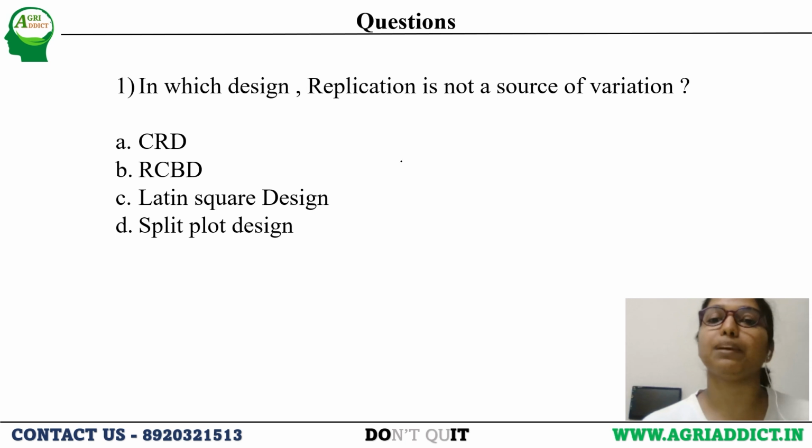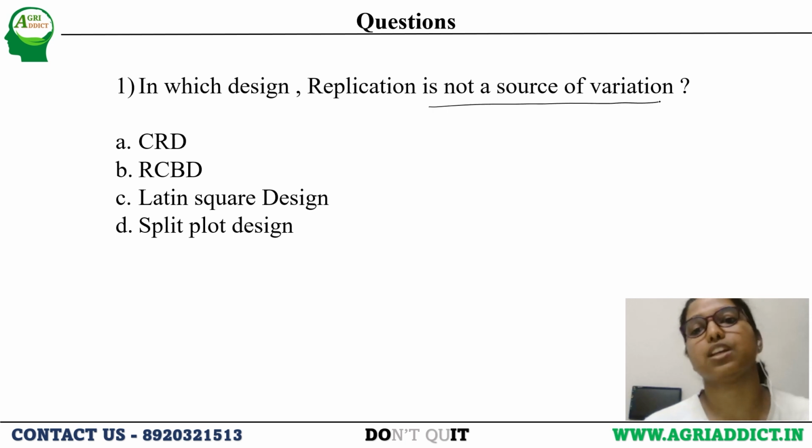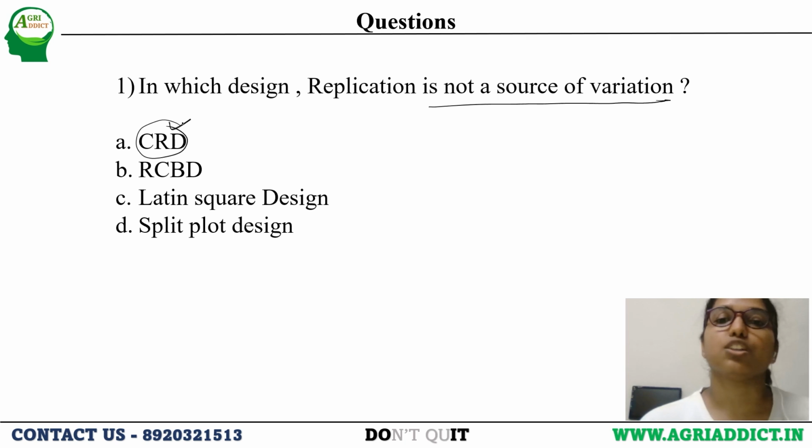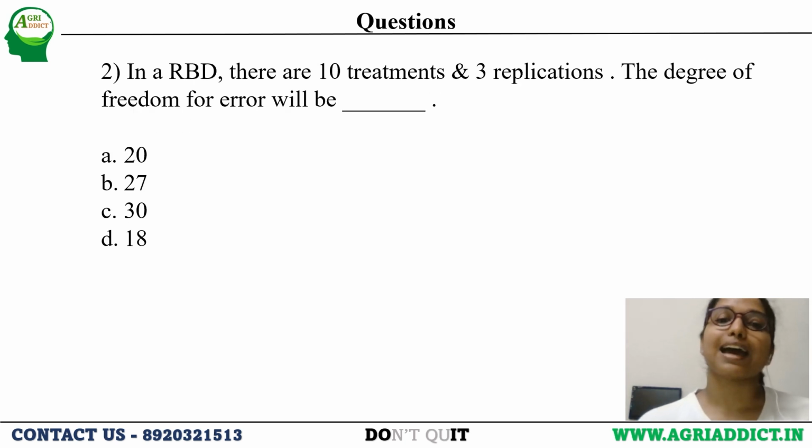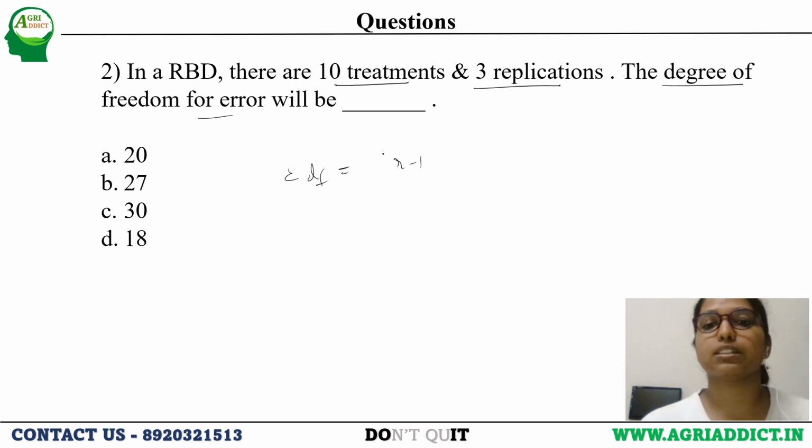So next, let's start with the questions. In which design is replication not a source of variation? I previously told that in CRD, replication is not a source of variation. So let's move to the next question. In RBD, there are 10 treatments, 3 replications, find the degree of freedom of error. So now we have to find error degree of freedom. It will be R minus 1, T minus 1. This is the formula to calculate, which I told earlier.